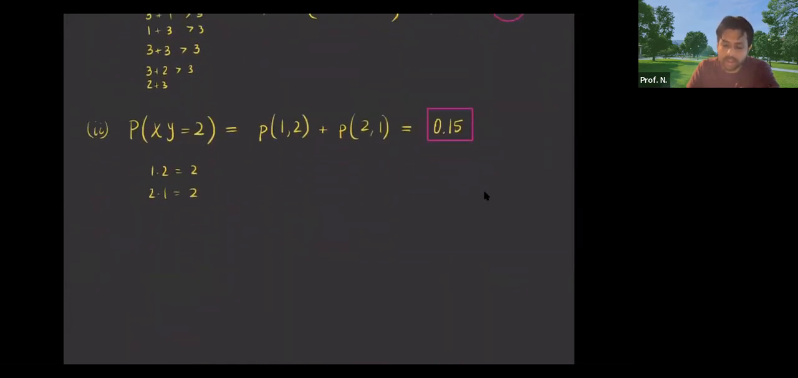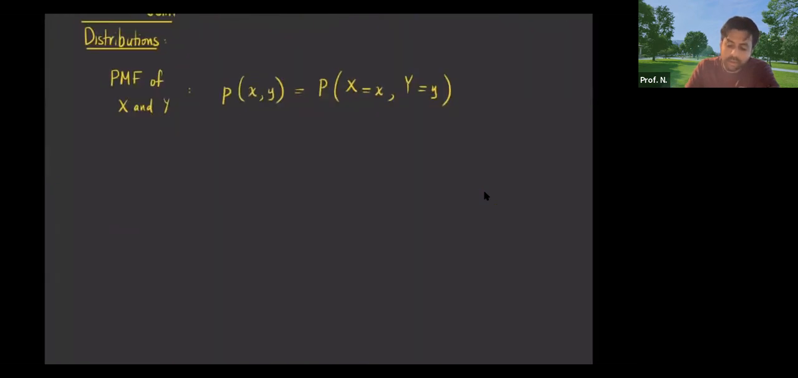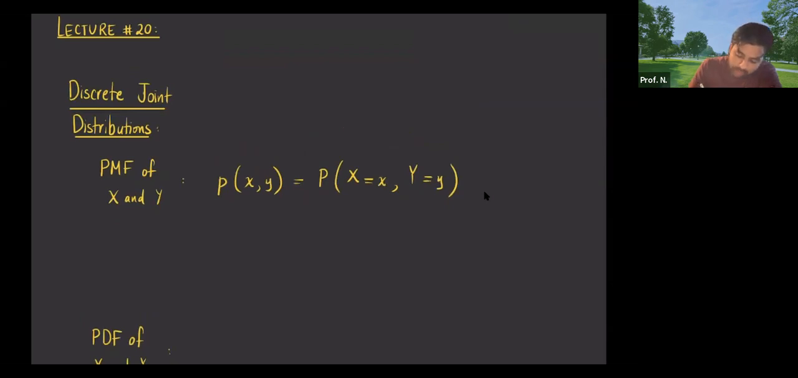Okay, so that was the idea for what we did last time. So now we'll do the same exact thing, but this is for discrete. Now we'll be doing it for continuous. And for continuous, we don't talk about the PMF, we talk about the PDF of X and Y. So again, this is for discrete. Let me just write this over here. So this is now continuous.